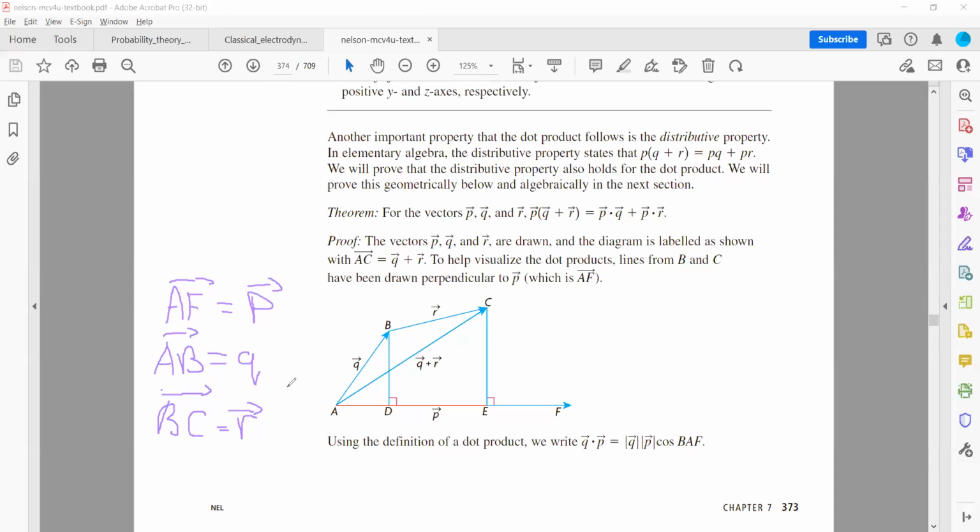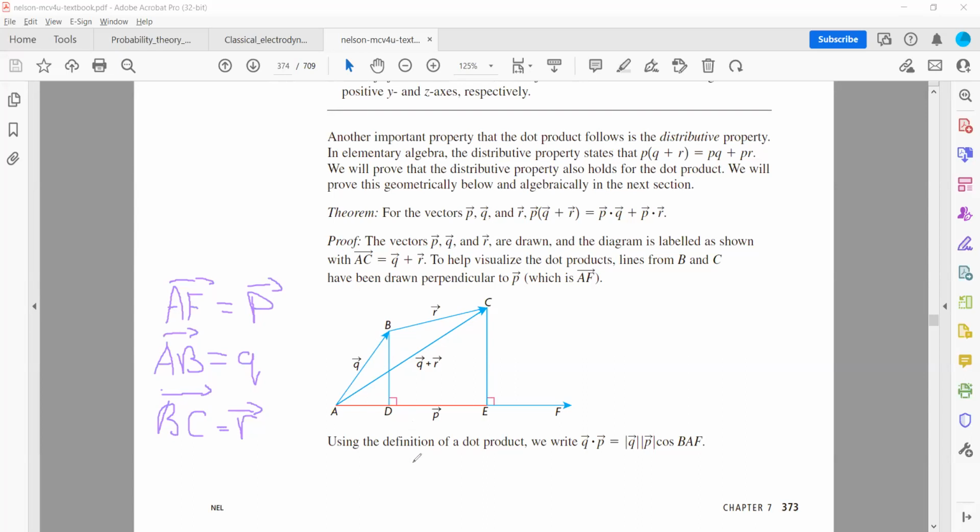AC vector equals Q plus R. And to help visualize the dot product, lines from B and C have been run perpendicular to P. And P in this case is AF. Okay. Now let's use the definition of a dot product.